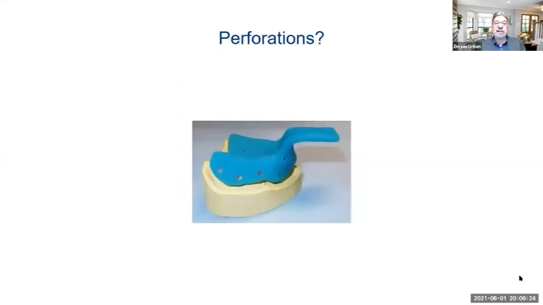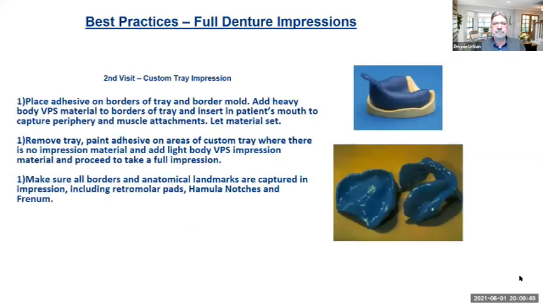And what about perforations? We get a lot of requests for perforations, but be careful, because especially with the PVS material, if it's a medium body to light body, many times the impression material just comes out of those perforations, and you're losing impression material. And the main thing, you're losing compression. So be careful of perforations. A lot of times we'll get asked for perforations when an alginate impression is being taken, and that works out well.